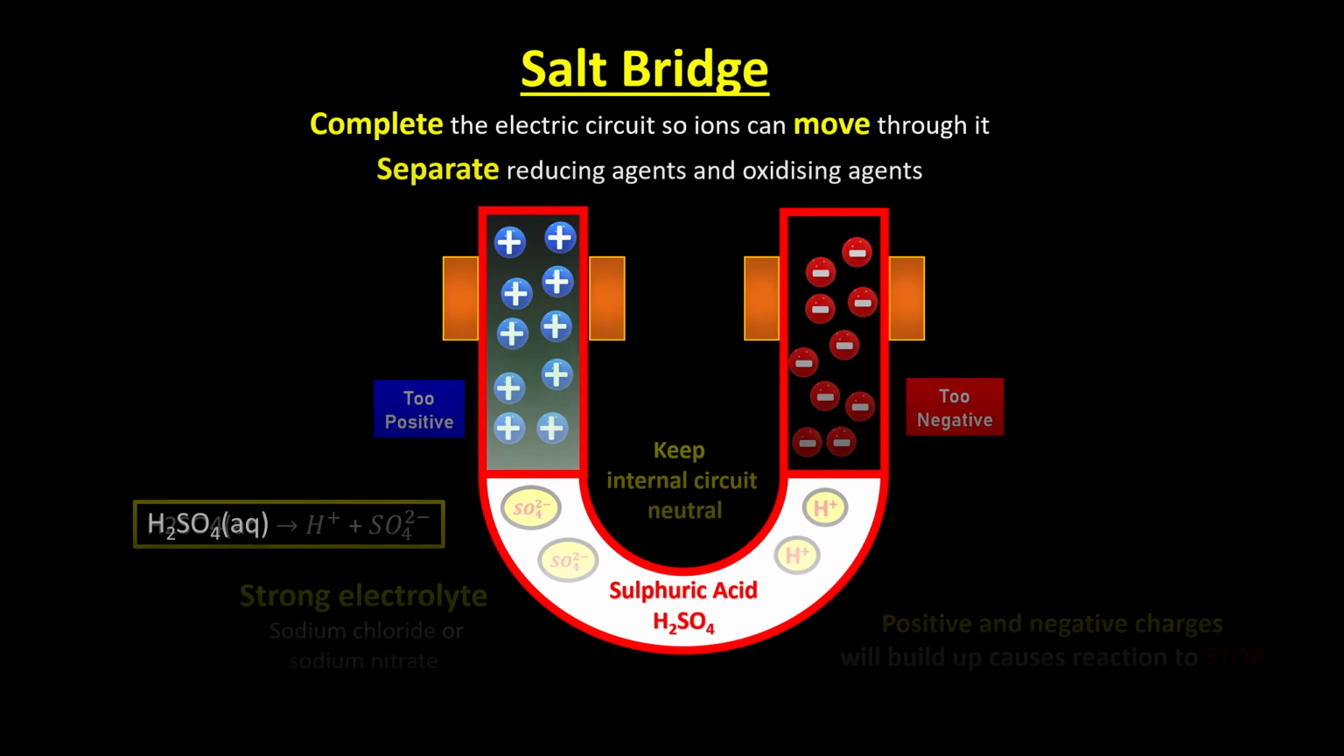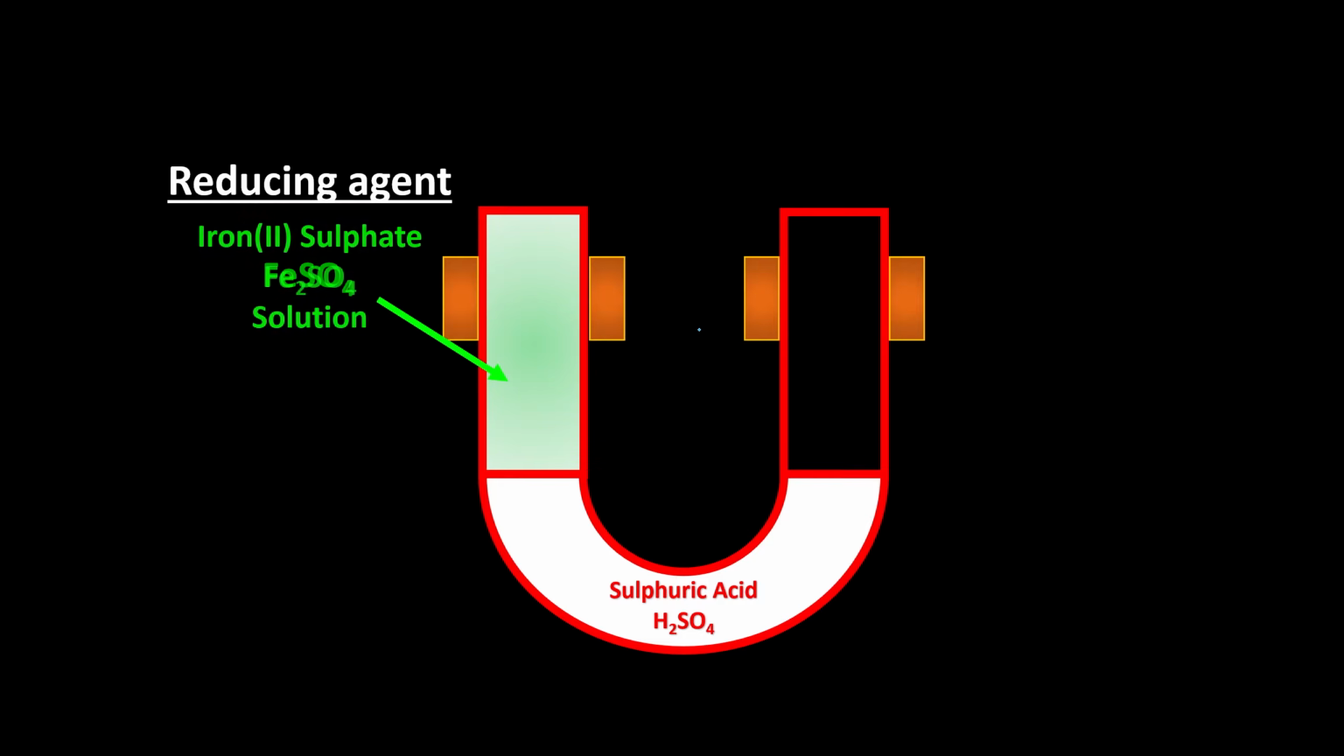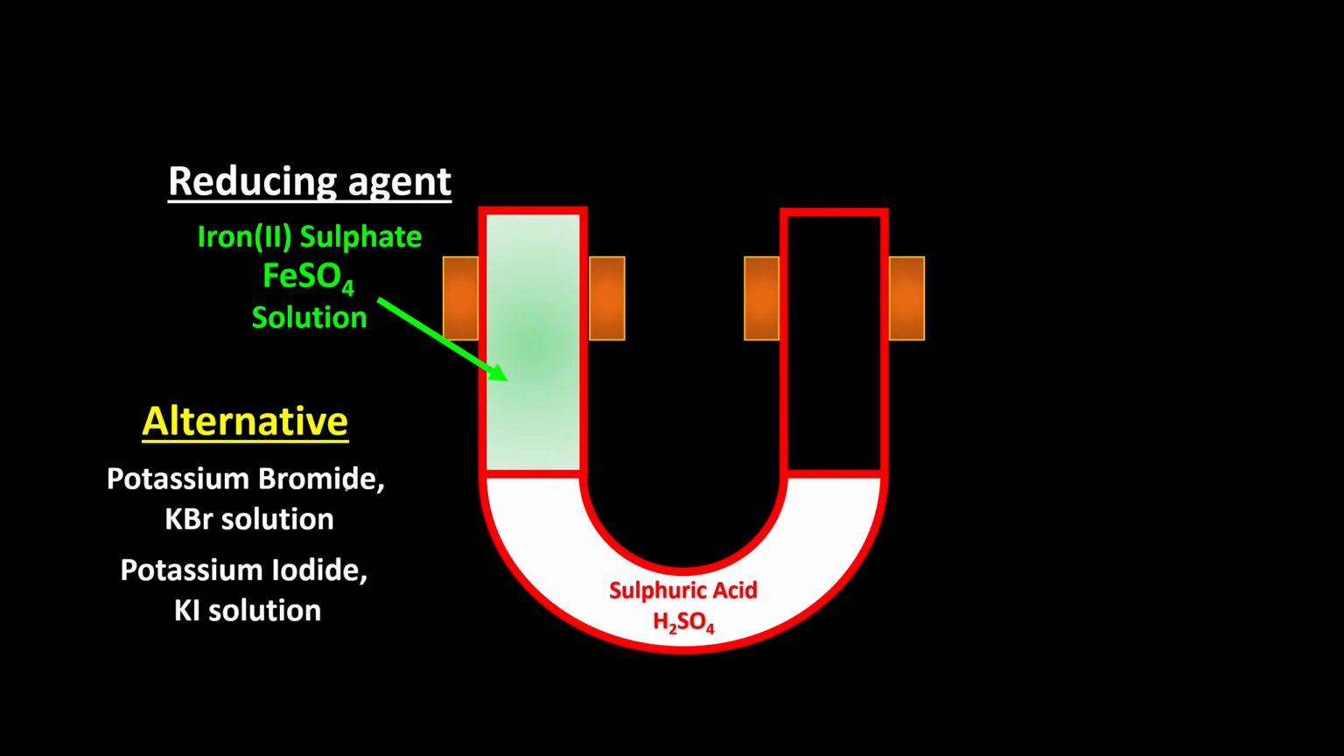And now let us fill up the left hand side arm with our reducing agent. Today we're going to use the green color solution that is called iron(II) sulfate solution. And the alternative will be the good halide ions like potassium bromide and potassium iodide. We discussed in the last video that bromide and iodide are good reducing agents.